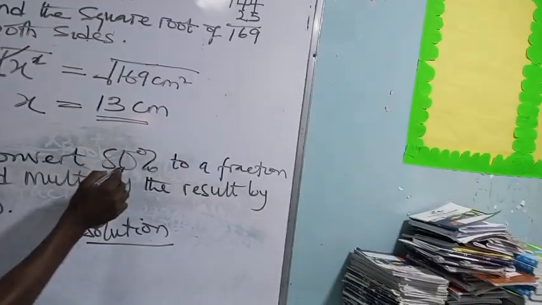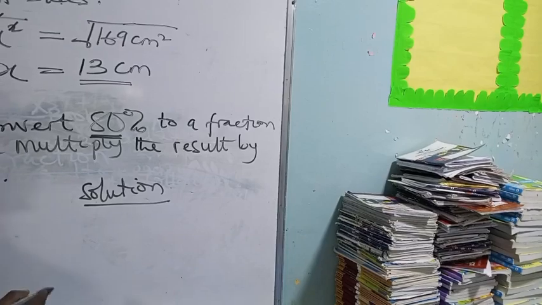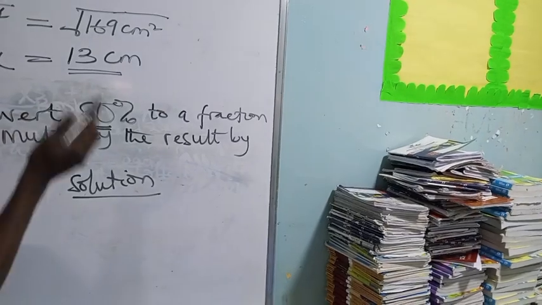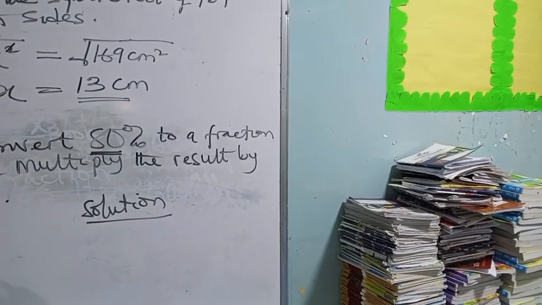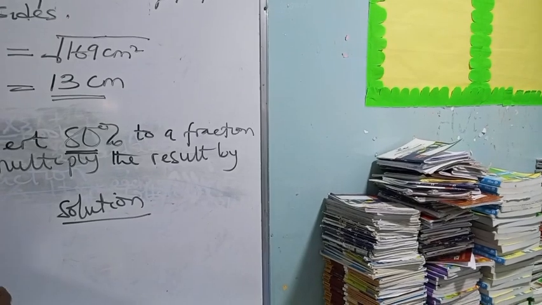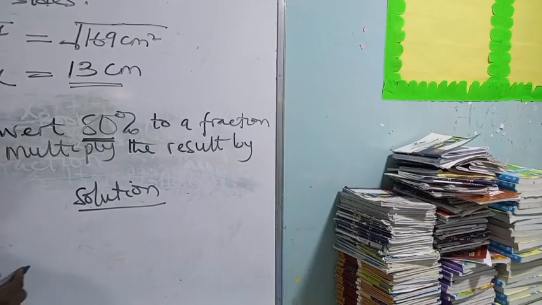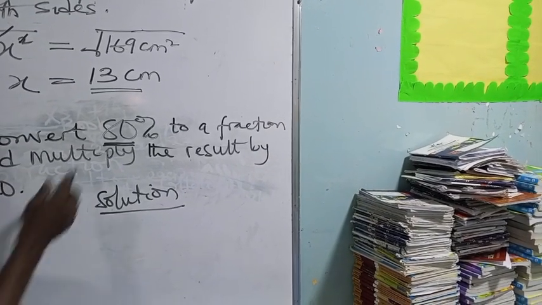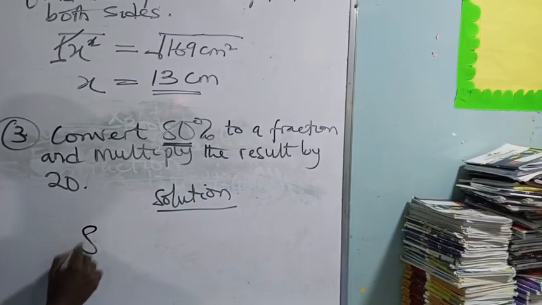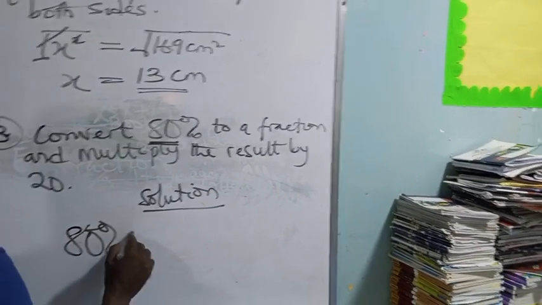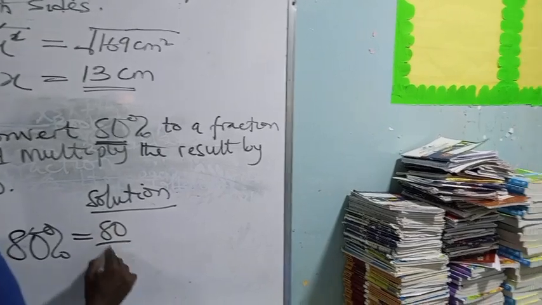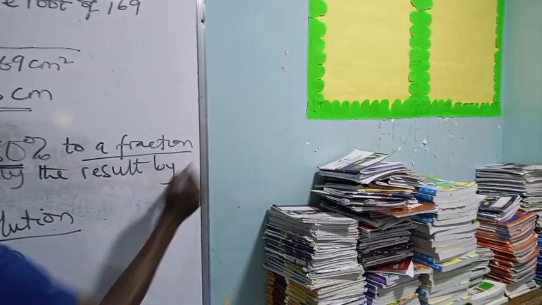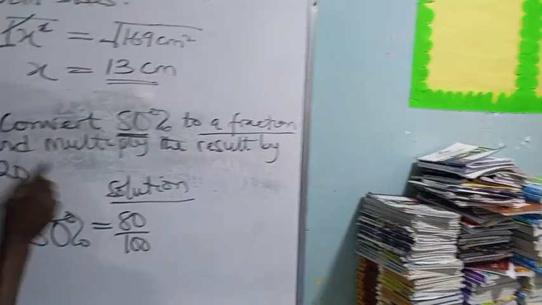Okay, convert 80%. It's like when you give a student a question to answer, and out of 100, you got 80. So if you want to write it, it's going to be 80 over 100. So 80% is 80 over 100. So what they said we should do is to change it to a fraction first, and thereafter multiply the result by 20.